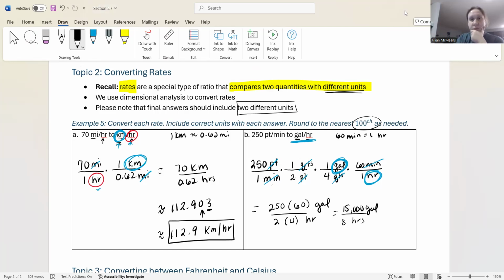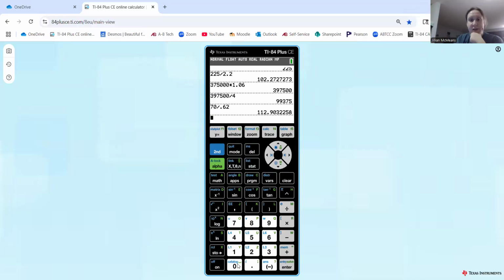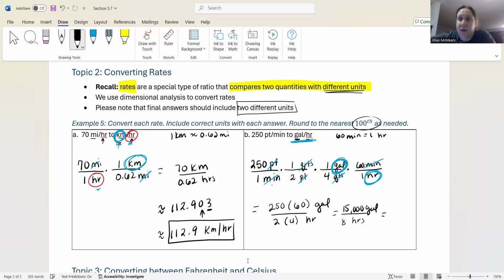Okay, so let's see here. We want to go to the calculator, and we have 15,000 divided by 8. So we get 15,000 divided by 8 is 1,875. So this ends up being, finally, after a good bit of work, I totally forgot the number already. Was it 1875? It was 1875. So 1,875 gallons per 1 hour. And that would be our final answer.